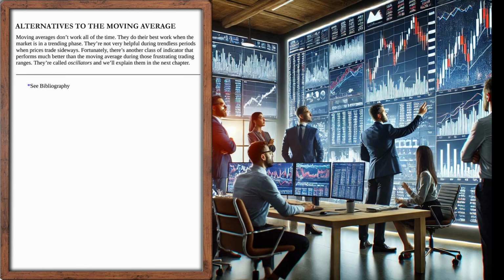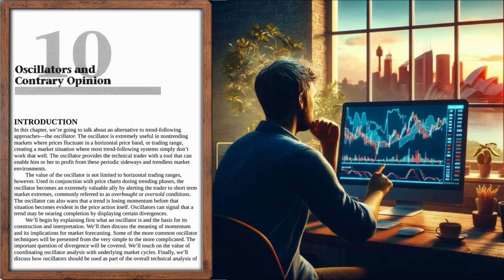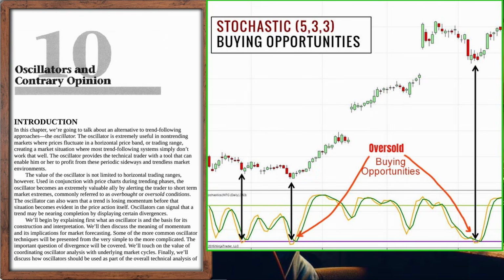End of Chapter 9. Chapter 10. Oscillators and Contrary Opinion. Introduction. In this chapter, we're going to talk about an alternative to trend-following approaches, the oscillator. The oscillator is extremely useful in non-trending markets where prices fluctuate in a horizontal price band or trading range, creating a market situation where most trend-following systems simply don't work that well. The oscillator provides the technical trader with a tool that can enable him or her to profit from these periodic sideways and trendless market environments.